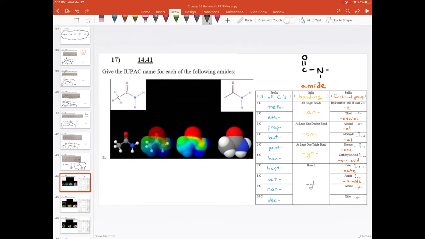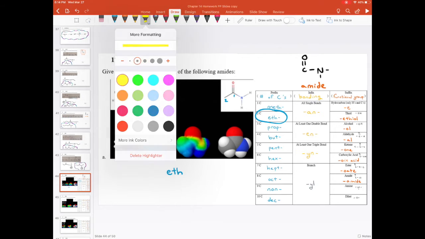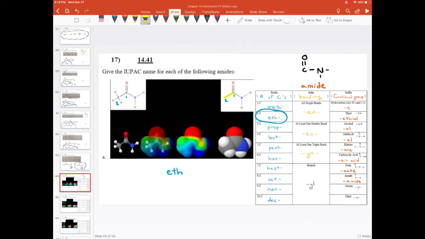Now here, there aren't any branches. We only have 2 carbons in this chain, or I should number it there, 2. And so the prefix for this is going to be eth. Between the carbons, there are only single bonds, and so the infix is going to be an. It's true there are double bonds in the molecule, but they're in a functional group, and that's going to be represented by the suffix. So the infix here, representing all the bonds between carbons, or outside of the functional group, is an for all single bonds.